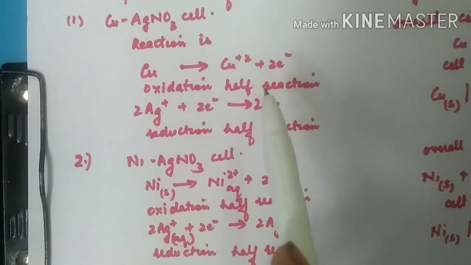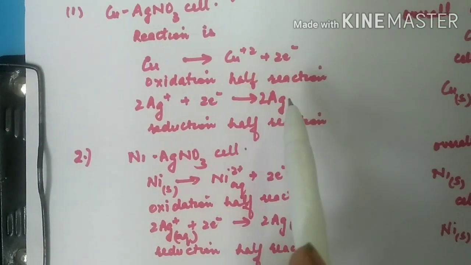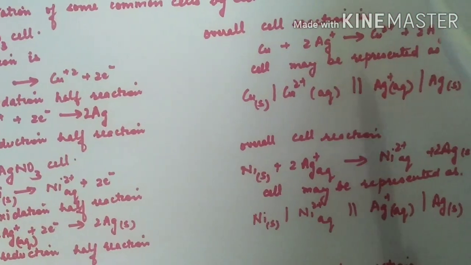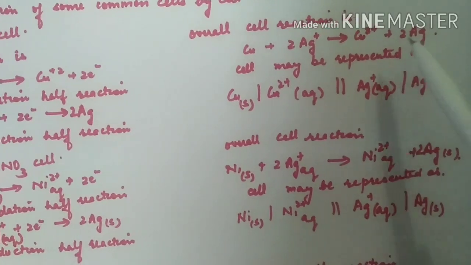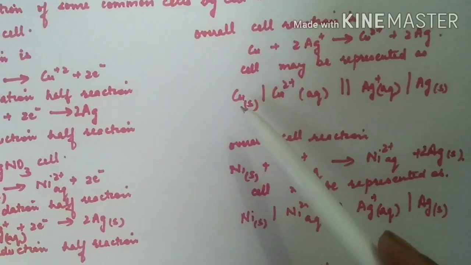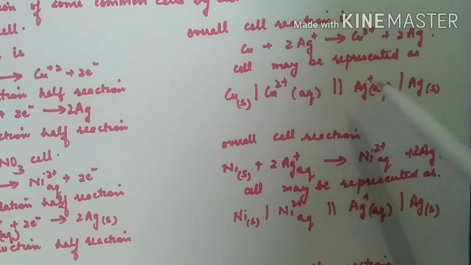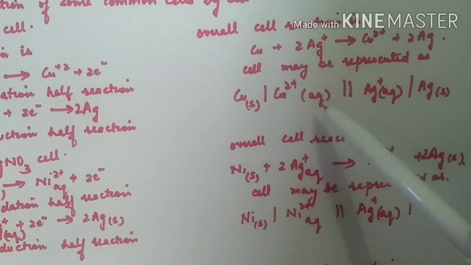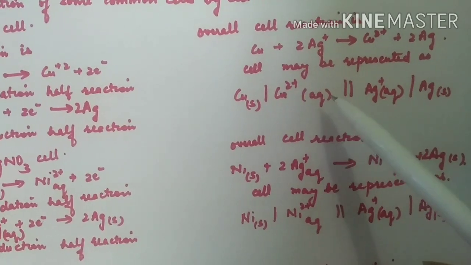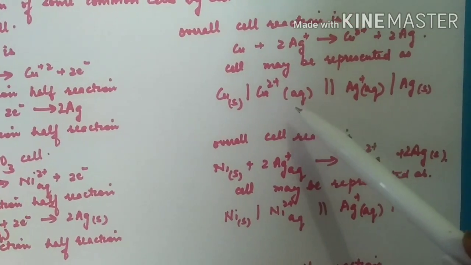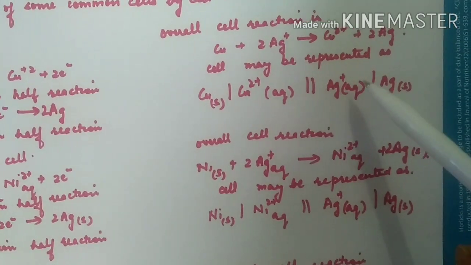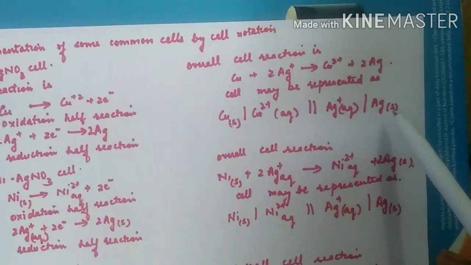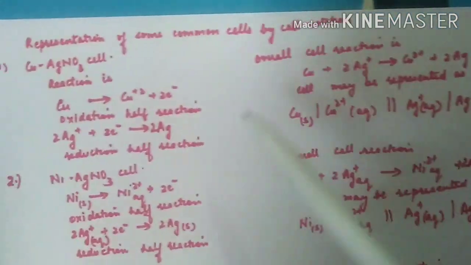So copper gives electrons to form copper ions. This is oxidation half cell. Silver ions take electron to form silver. This is reduction half reaction. Overall reaction is copper plus silver ions will form copper ions plus silver, and cell may be represented as anode, anode ions, salt bridge, cathode ions, cathode, copper solid, copper ions, aqueous. Here you may in bracket put the concentration, then salt bridge, then silver ions. This is aqueous, and you may write the concentration, and silver solid, vertical line between them.